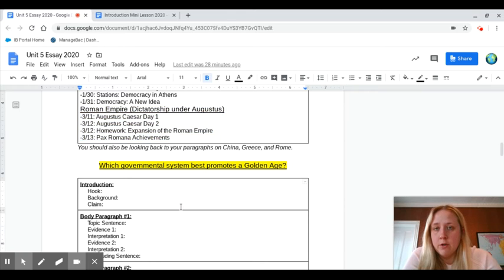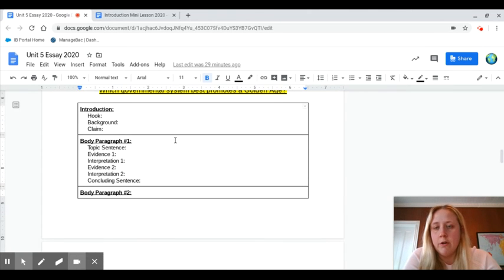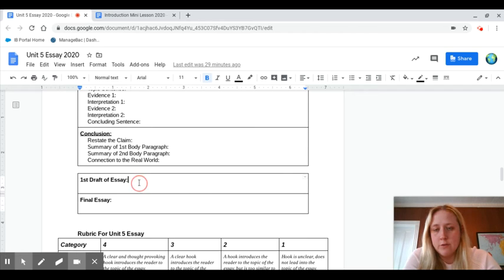Then you'll see you have your graphic organizer. Some of yours might look slightly different, but overall, you have this basic layout. So hook, background, claim for your introduction, which is what we're going to work on today. Body paragraph 1, body paragraph 2, conclusion, first draft box, and final essay box. And again, you're following this day by day as we go. Don't try to rush ahead. We don't want you to get confused.